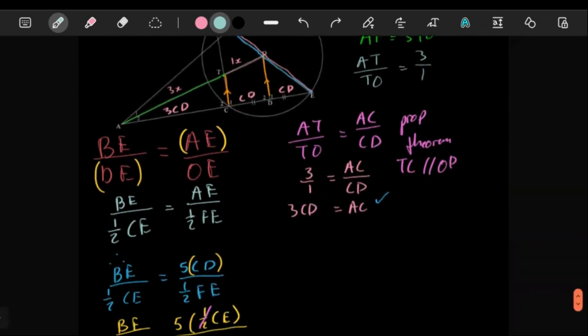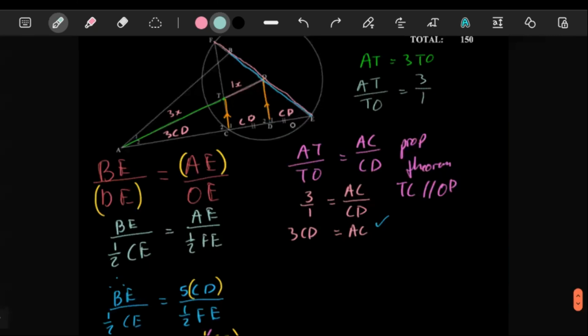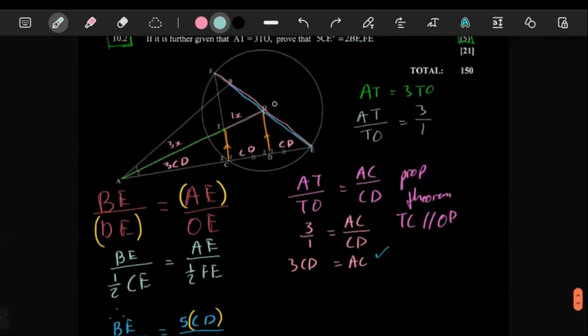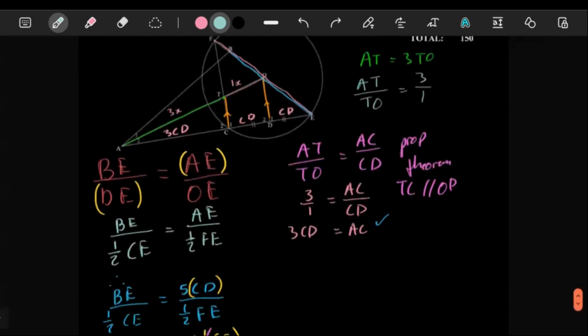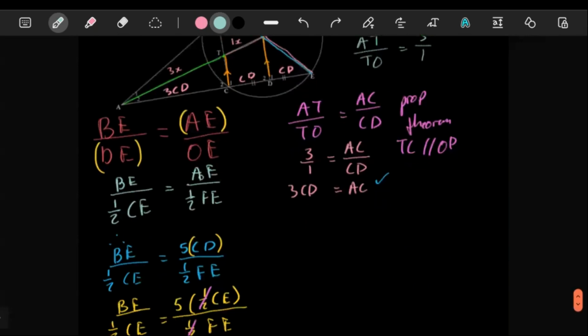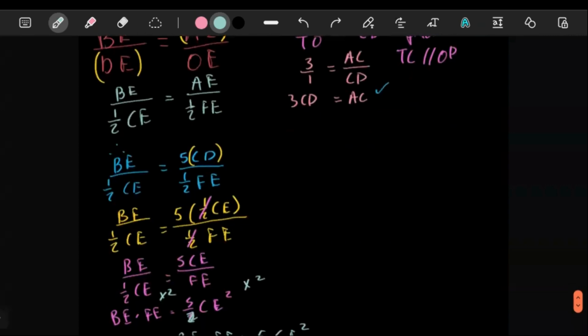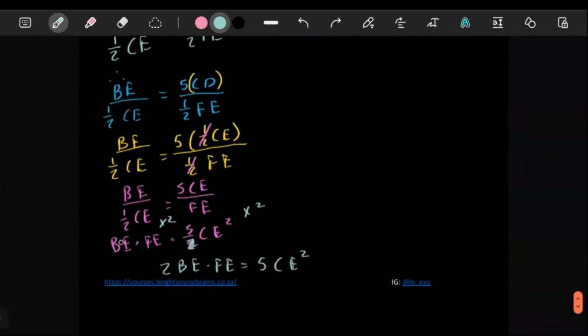And then we were just doing it bit by bit. The DE, we replaced it with half of CE because we wanted to have as many of these variables in our expression. Where we saw OE, we replaced it with half of FE, because we wanted to have as many of these in our expression. And then for the AE, we firstly ended up with 5 CD, but then the CD, we wanted to replace it with something that has CE in it. So we said CD is just half of CE. And then we wrote it like that. And then we just did algebra. Half cancels a half, and then we have the answer.